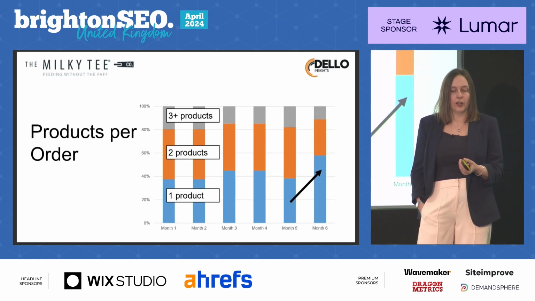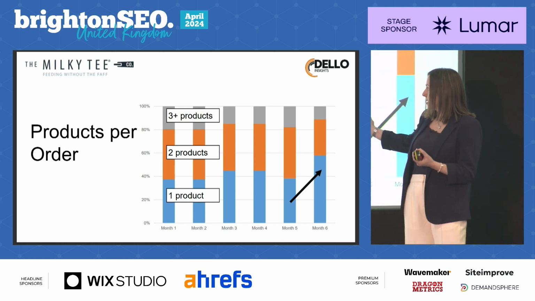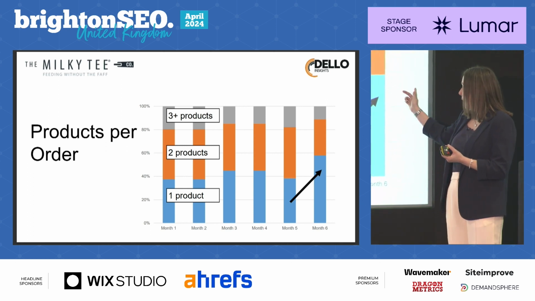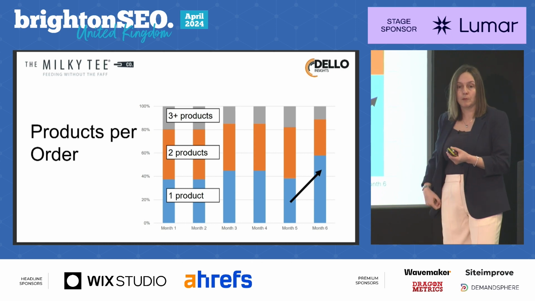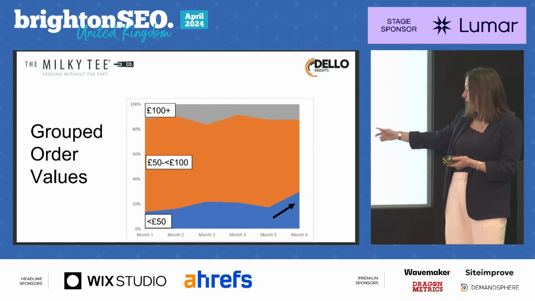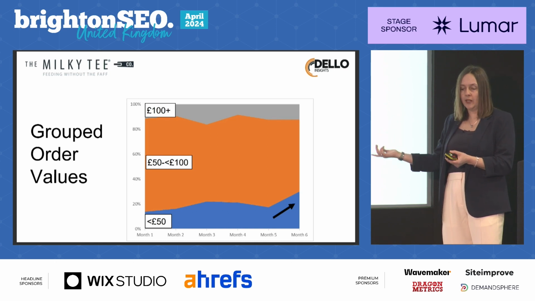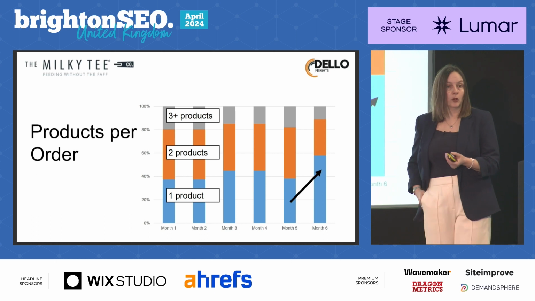To understand that further, we then looked at the number of products that are being ordered. And we could see people who order one product, which is the blue, two in orange, and then three or more products. And we looked here at month 5 to month 6. In month 5 to month 6, we can see there's a big increase in people only ordering one product. And if I skip back to the last slide, you can see this was a period where the average order value fell. We can then see that it is actually a fact that a lot of people ordered one product.